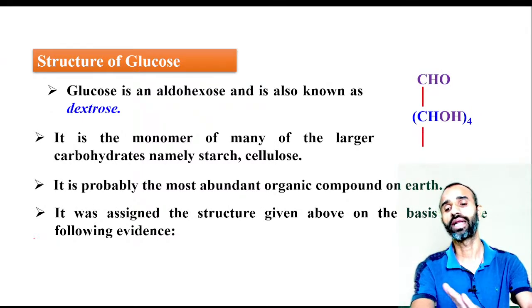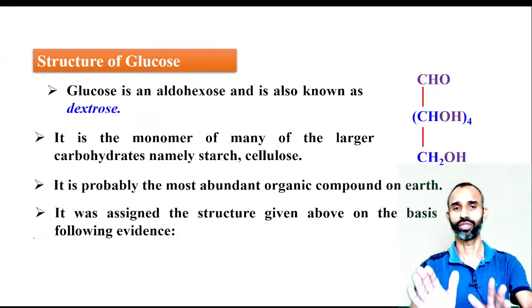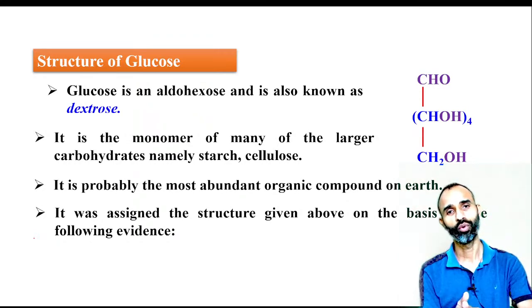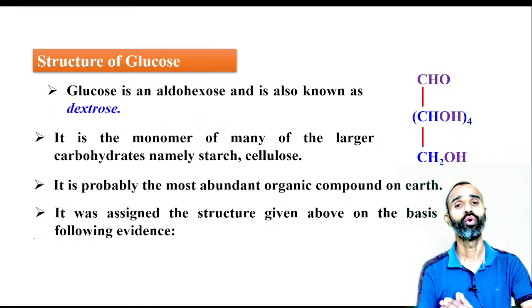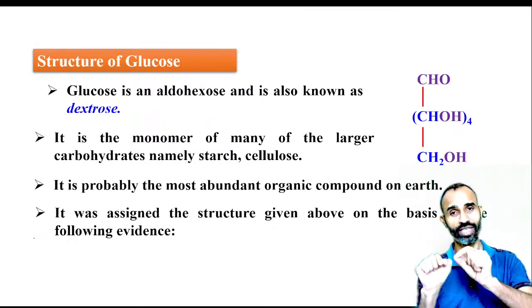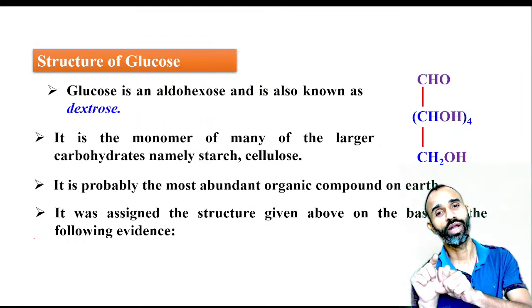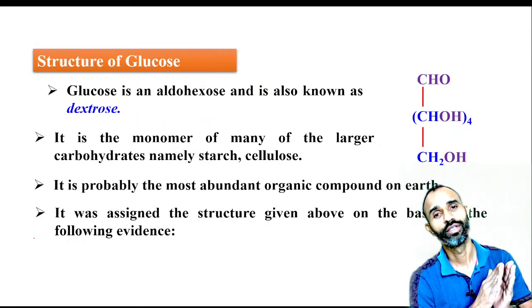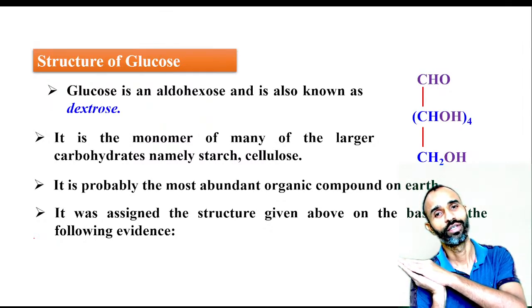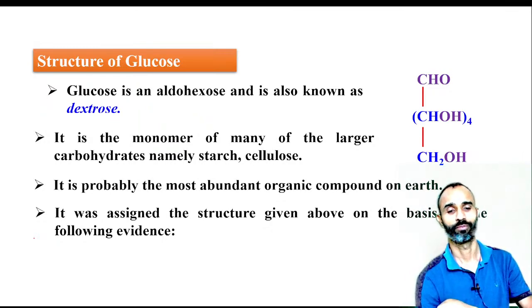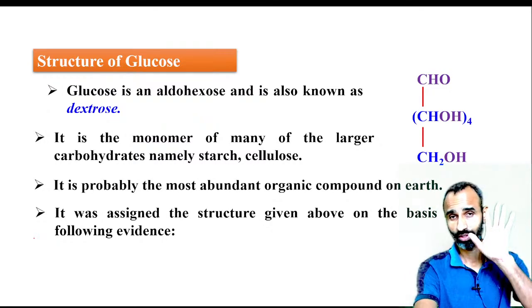It can be written like this. This is the simplest form: CHO, (CHOH)4 and CH2OH. And in this, on the third carbon the OH is on the left side. The other OH groups are on the right side. That you should remember.